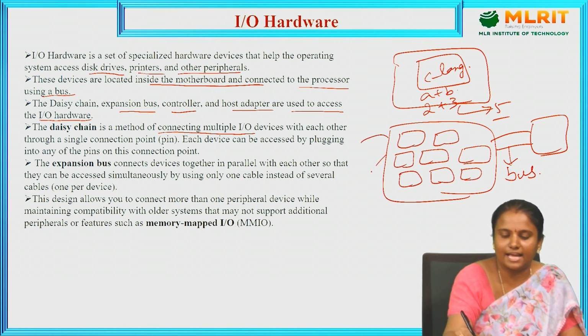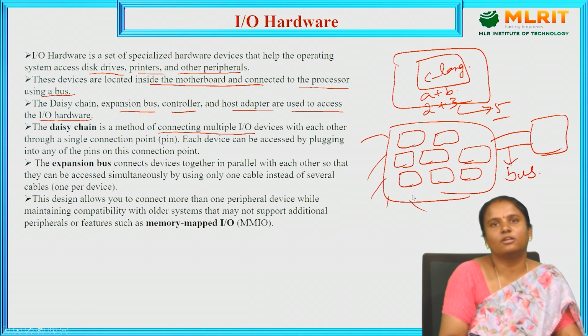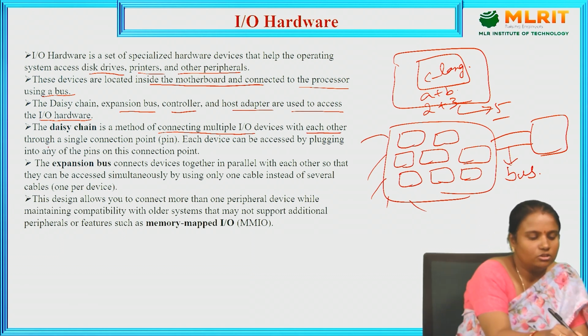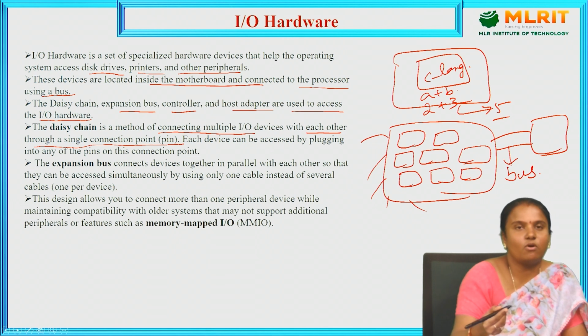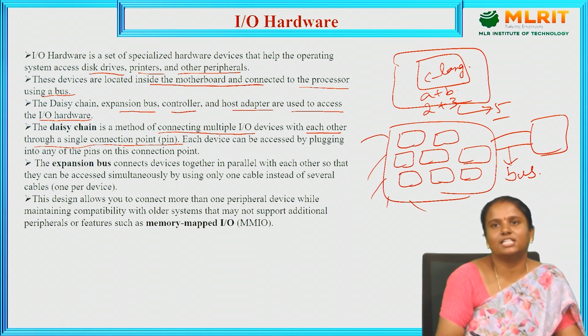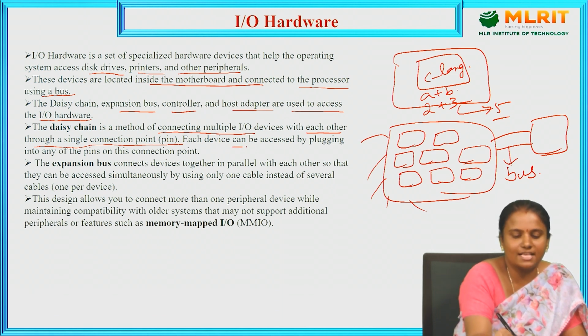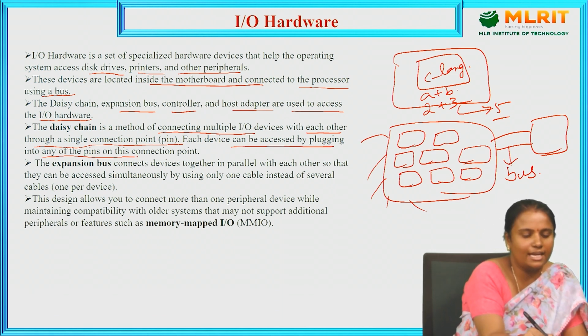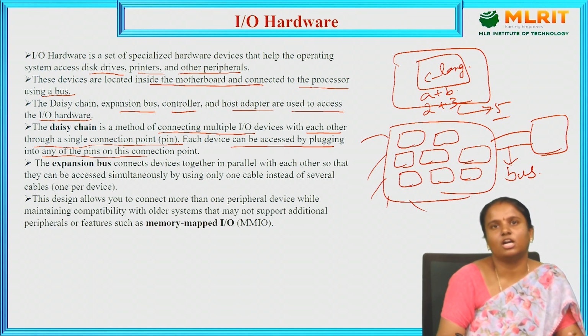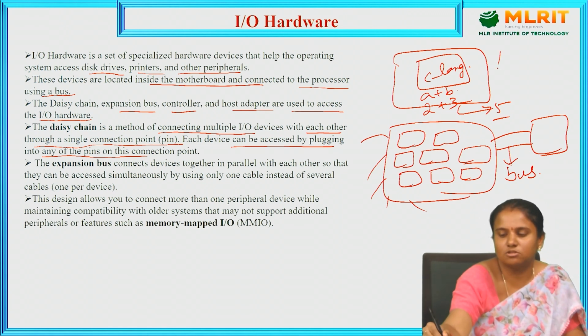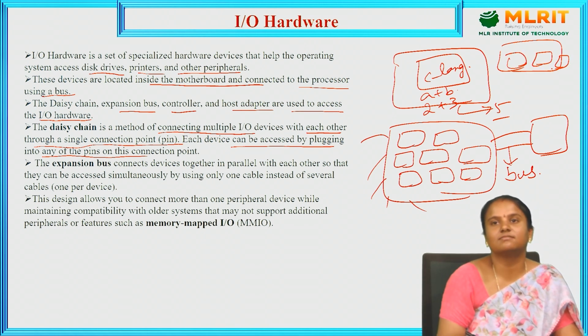It can connect n number of input and output devices with each other through a single connection point. All the connections are placed at a single point, which is the connecting point pin. Each device can be accessed by plugging into any of the pins which are connected to the connection point. All the plugging pins are connected to sockets, and those connections are connected to connecting points. Those are the connections within the input and output hardware.